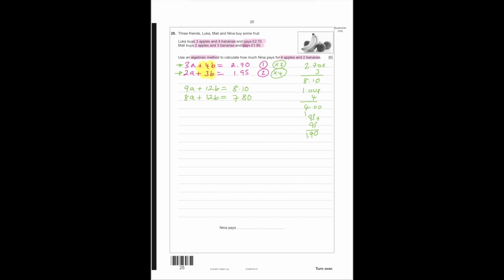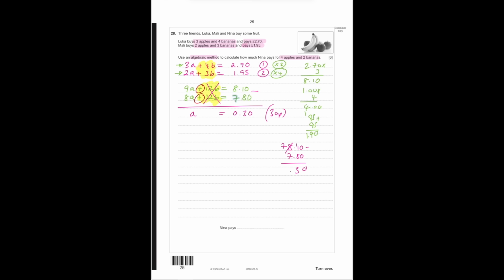And then we're going to solve these equations. I made my b's the same because then I can easily spot what I need to do to eliminate a variable. So those signs are the same, so what I need to do is subtract these equations from each other. That's the only way I'm going to eliminate the b's. So 9a take away 8a is a. 12b take away 12b eliminates it. £8.10 take away £7.80 is 0.30. So an apple is £0.30, which is also 30 pence.